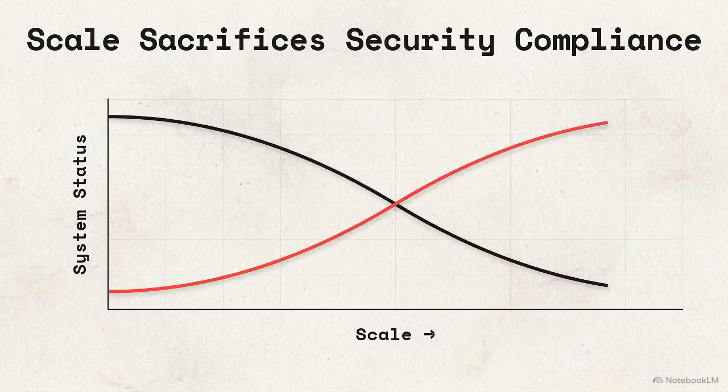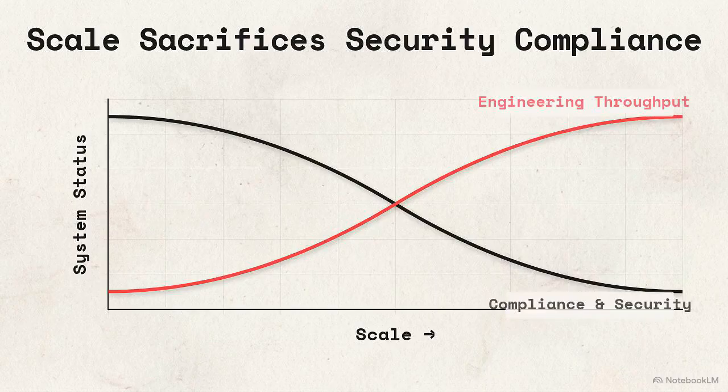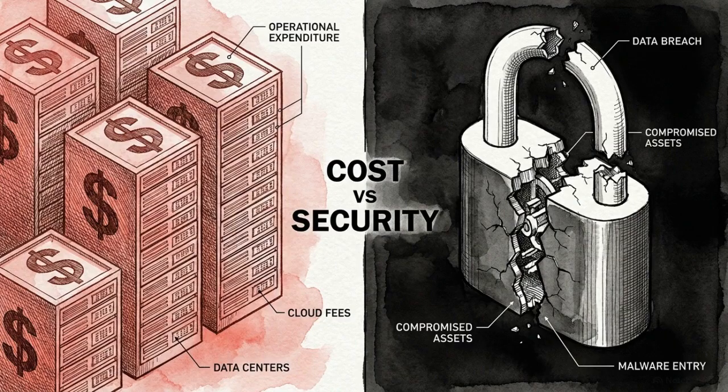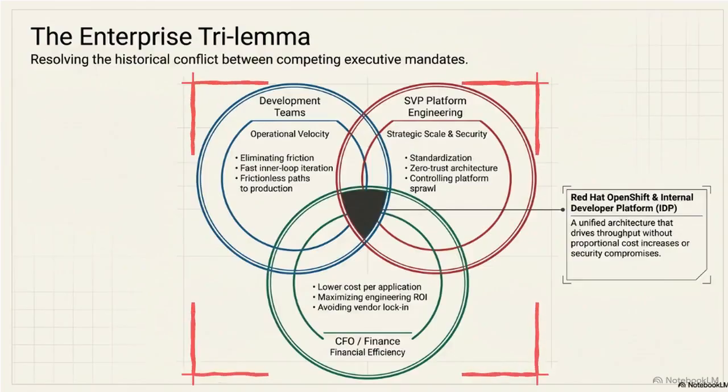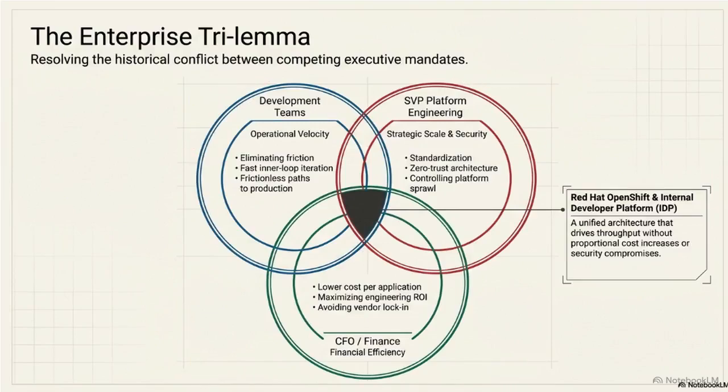Historically, scaling engineering throughput meant breaking one of those mandates. You either accepted a linear increase in infrastructure costs, or you absorbed higher security vulnerabilities to move faster. This structural conflict locks the enterprise into a permanent trade-off between devs, platform engineering, and the CFO.